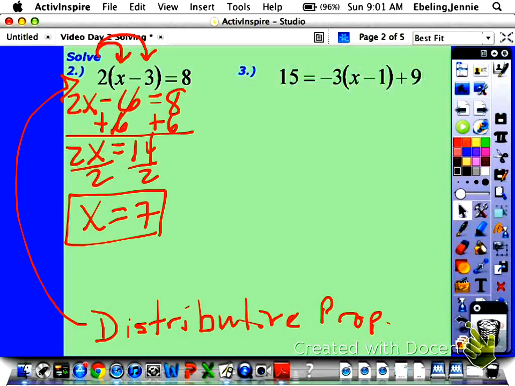Number 3, 15 equals negative 3 times the quantity x minus 1 plus 9. So I have parentheses, so I have to apply that distributive property here.